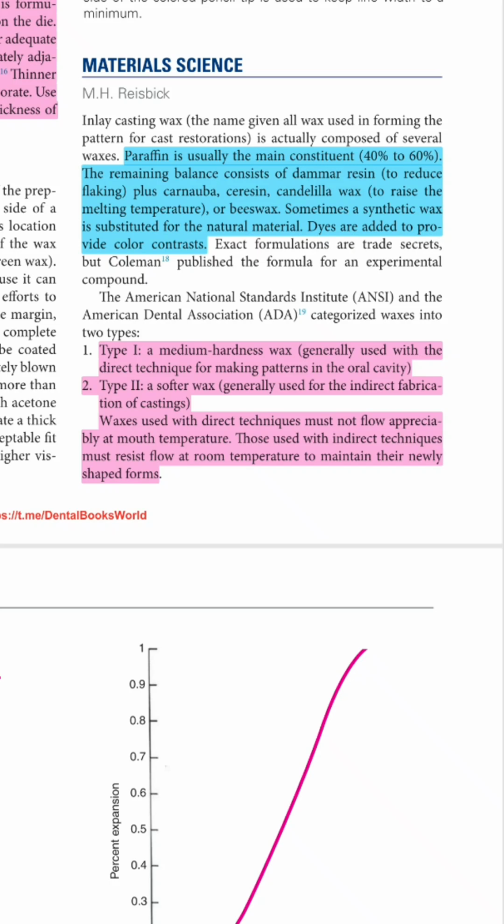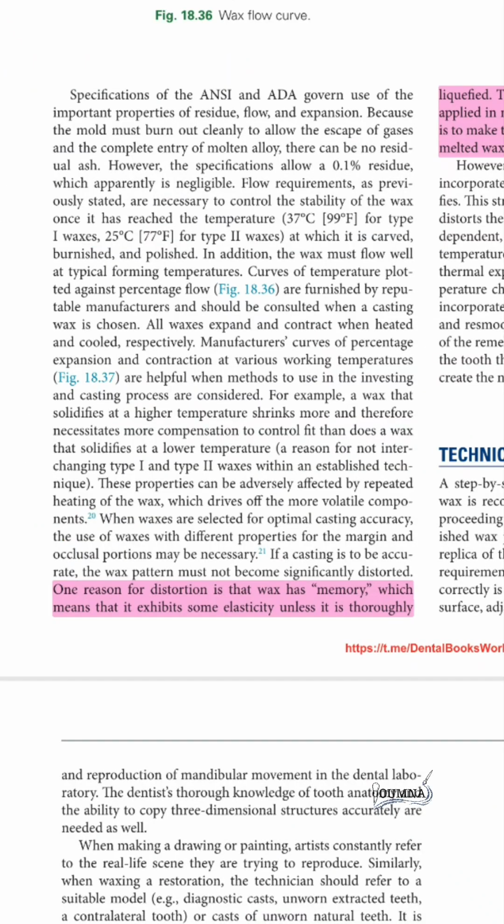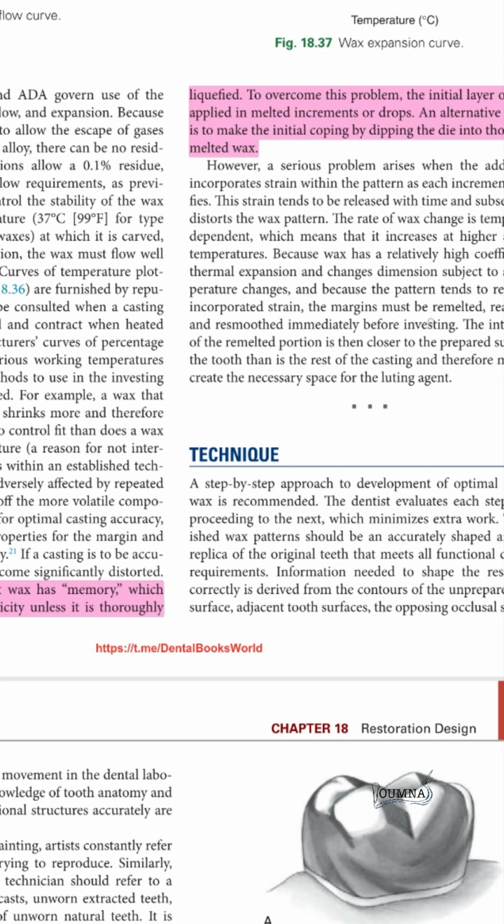The first is the medium hardness wax that is used with the direct technique for making patterns in the oral cavity. Type 2 is the softer wax, used for the indirect fabrication of the wax pattern. Also, there is a reason for distortion in the wax: it has a memory, which means that it exhibits some elasticity when it is liquefied until it is thoroughly liquefied.